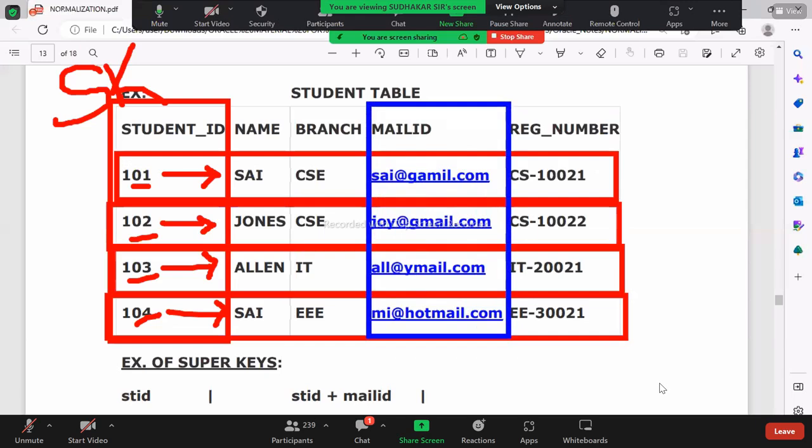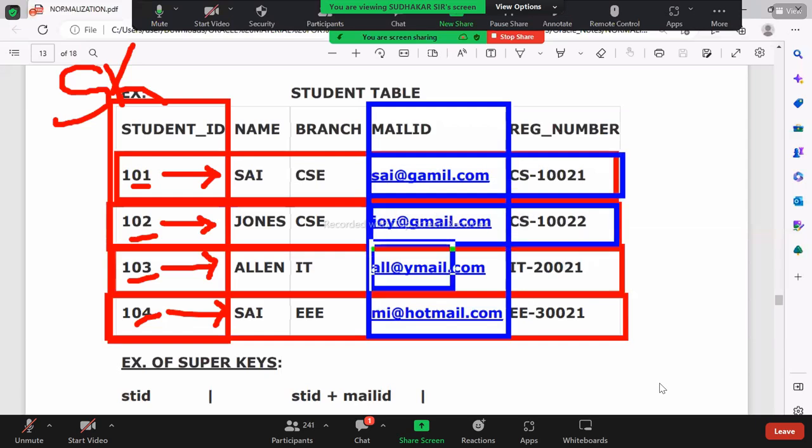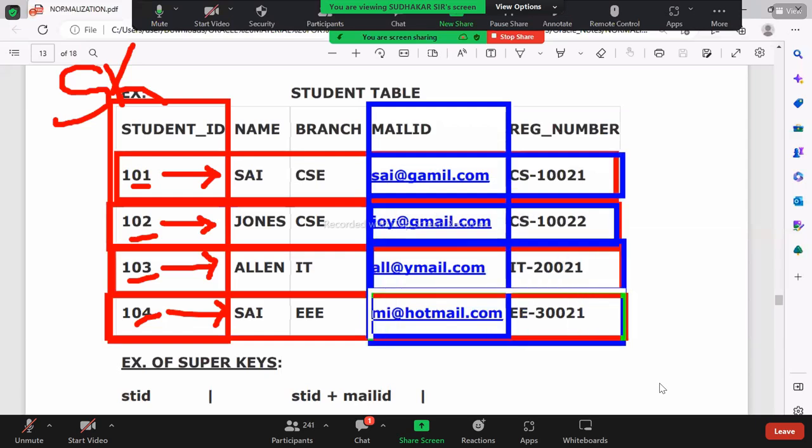Now you can see mail IDs. Is it a super key? Yes. Of course every user's mail ID will be different. Is it possible that two users have the same ID? No, it's not possible. So this is a super key. If you check every individual row, it is identified with a unique identity. There is no duplicate, so I can say this is also a super key column.